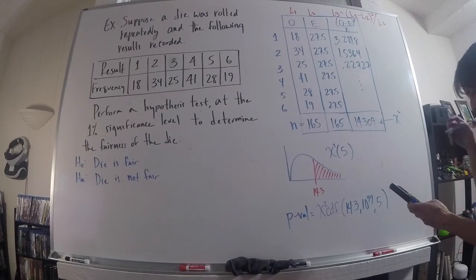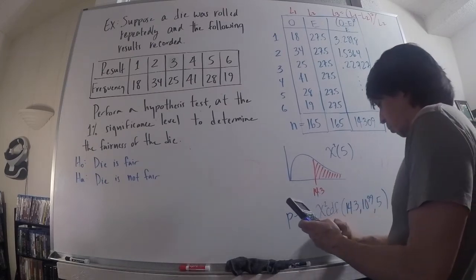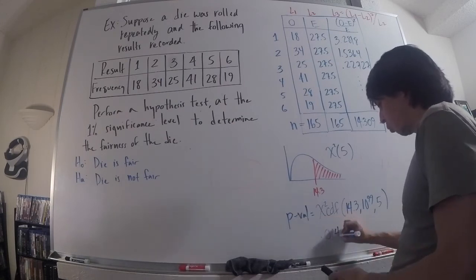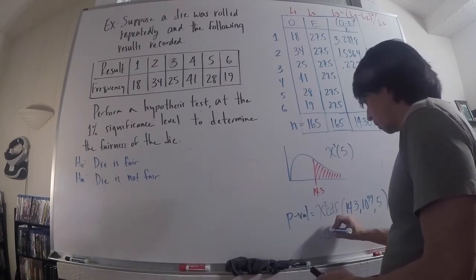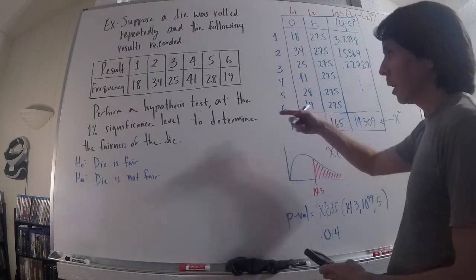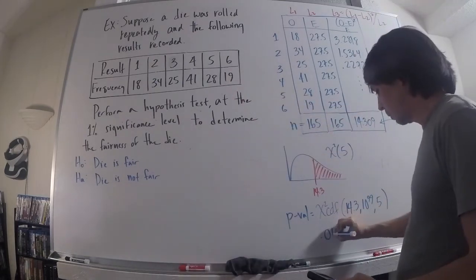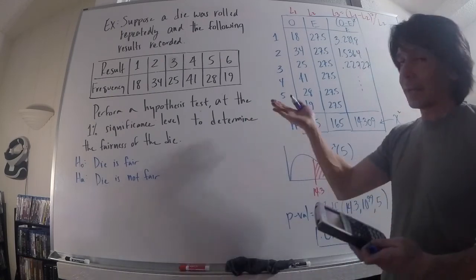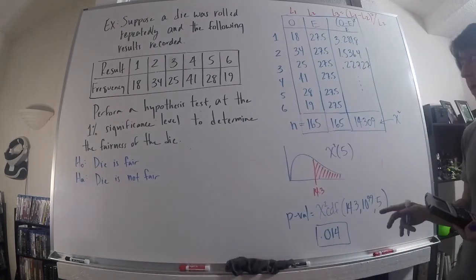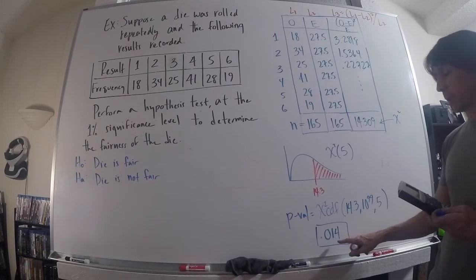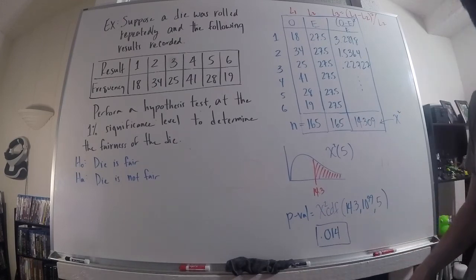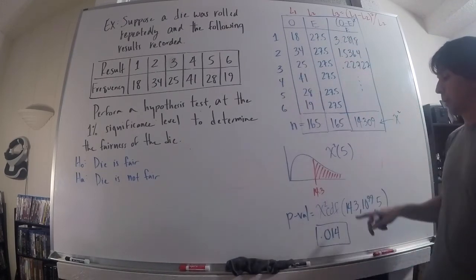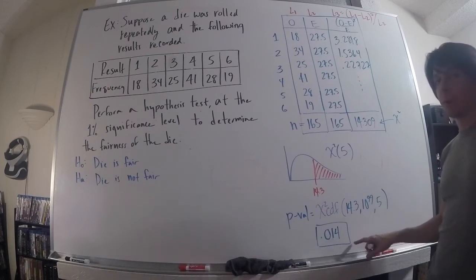I got 0.0138. I'll go to 0.014. That's 1.4%. So these numbers are kind of off, these rolls. If it is a fair die, the probability of getting something that out of whack, getting those die rolls that out of whack from what they should be by random chance, is a 1.4% chance.